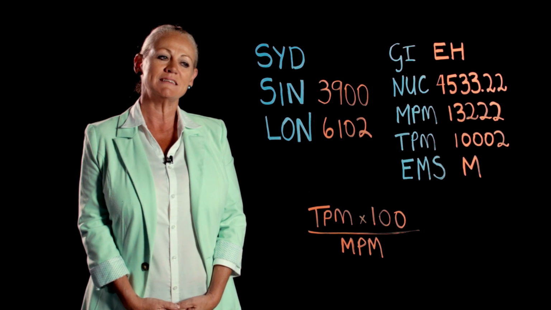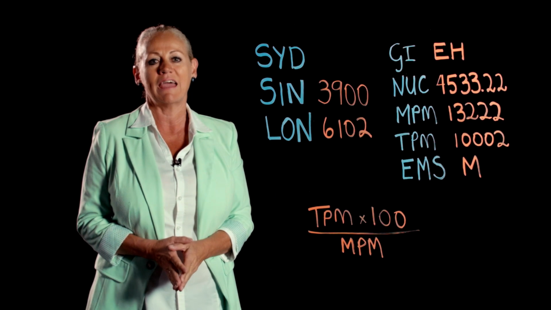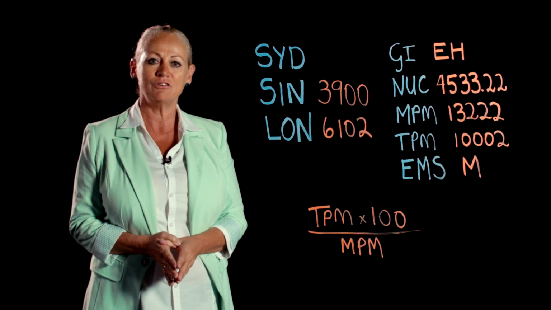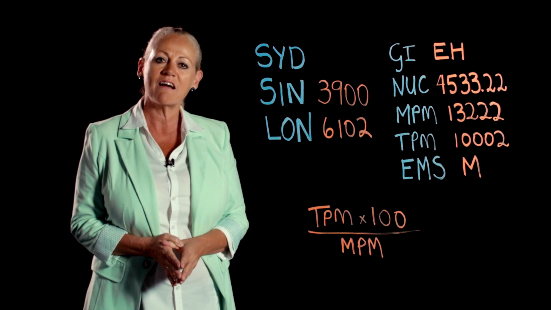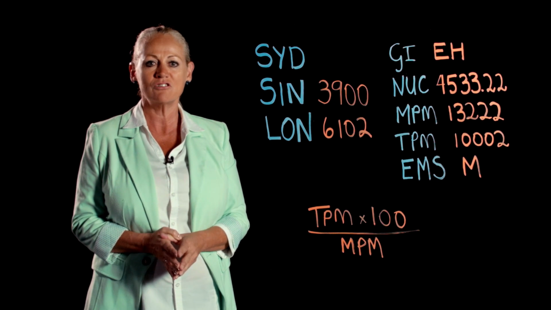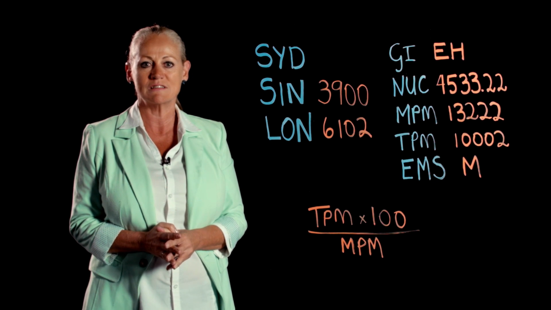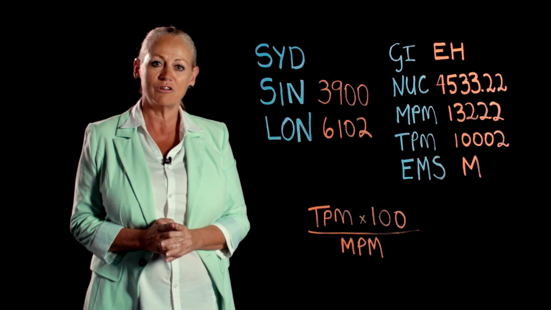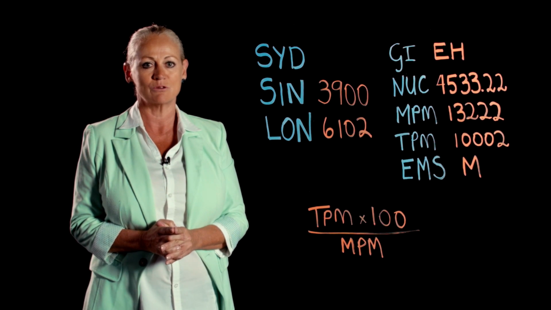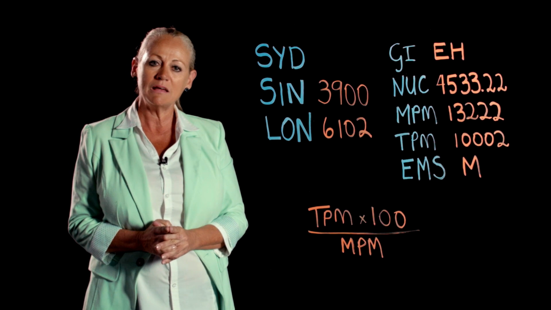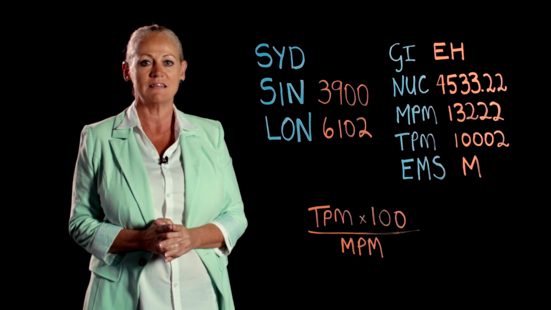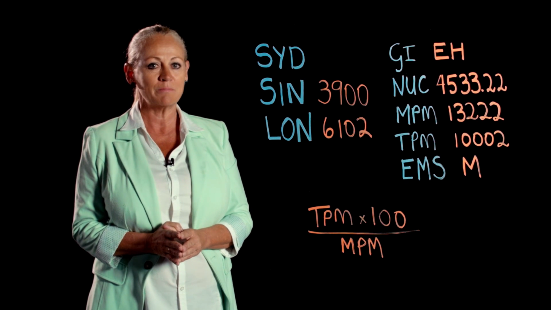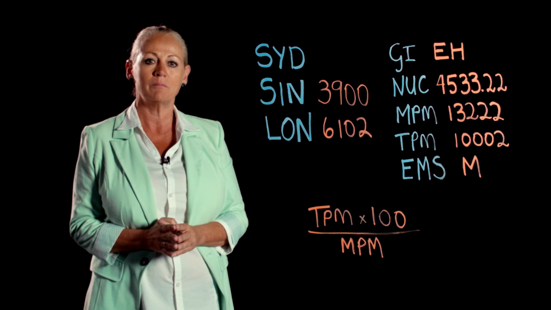Using our same journey from Sydney, Singapore to London, we established we had an EH global indicator. The next thing is to look up what our fare is, or our NUC. A NUC is a neutral unit of construction. It's a fictitious currency that is used around the world by all airlines and travel agencies so we can all calculate airfares using the same currency. As a matter of interest, one NUC is equivalent to $1 US. So I've gone to the companion fares manual, which you find on the OLS, or the online learning site, and I've looked up an economy class one-way EH fare from Sydney to London, and that NUC is 4533.22.